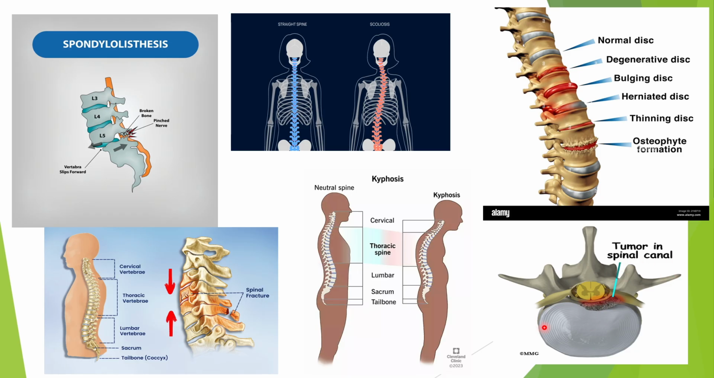This is a tumor in the spinal canal. This is a normal disc. You can see here, this one is a vertebra. This one is a normal disc. And you can see here, this is a degenerative disc. This is a bulging disc. This is a herniated disc. This is a thinning of the disc, and this is the osteophyte formation in the disc. So these are the spine instability.